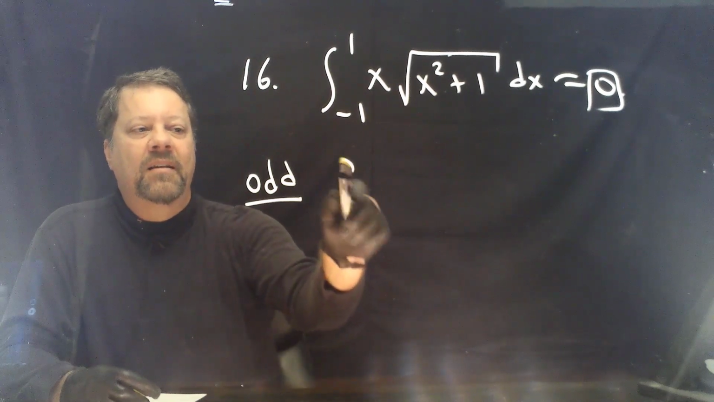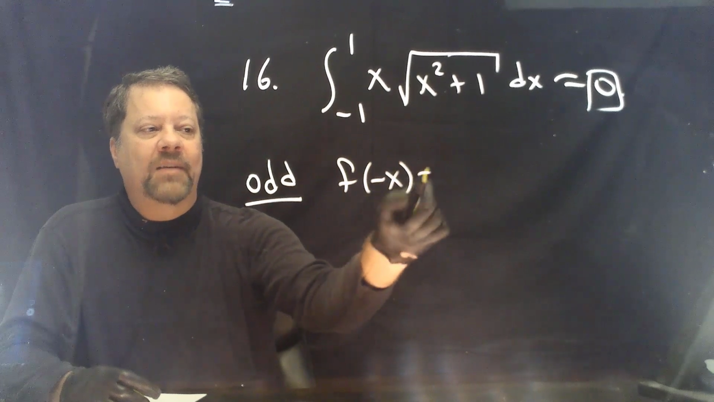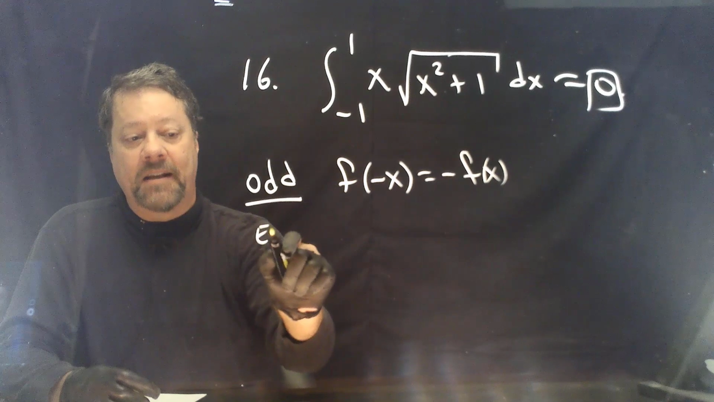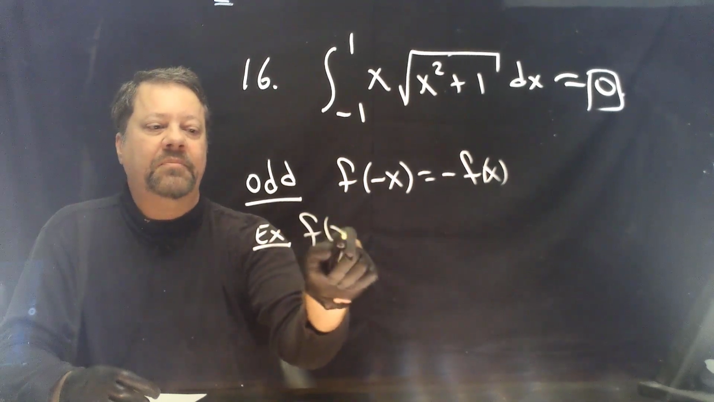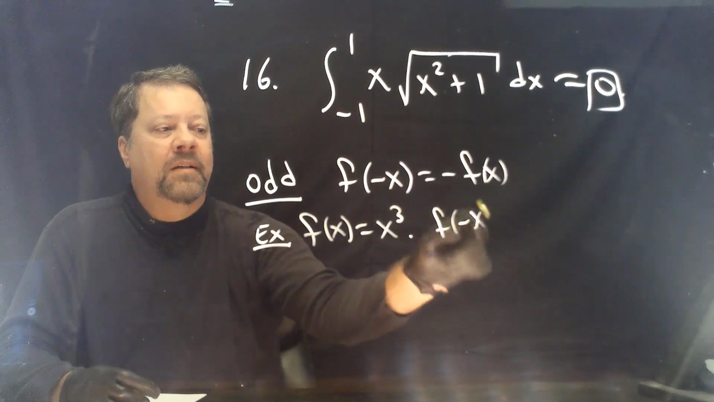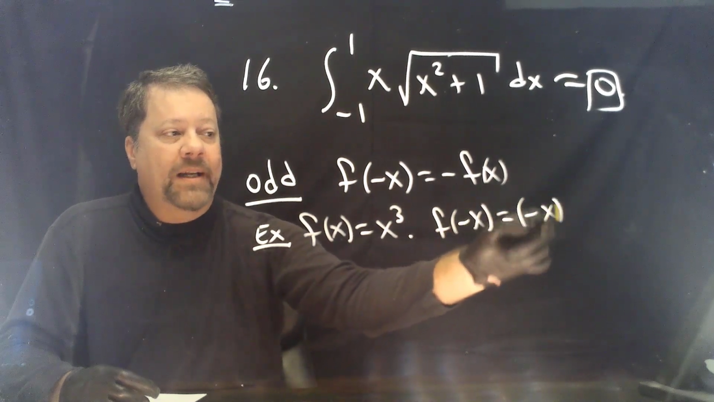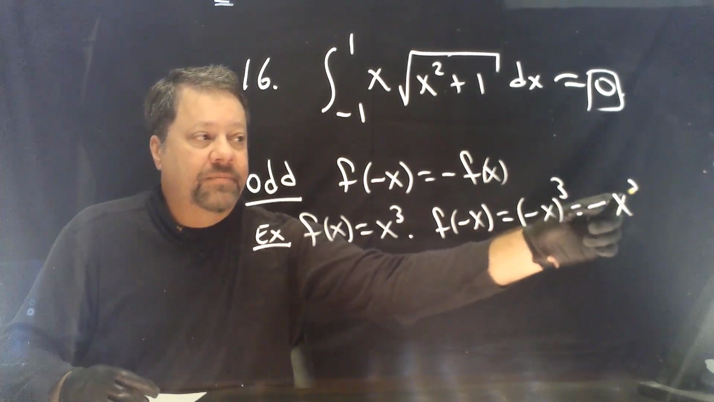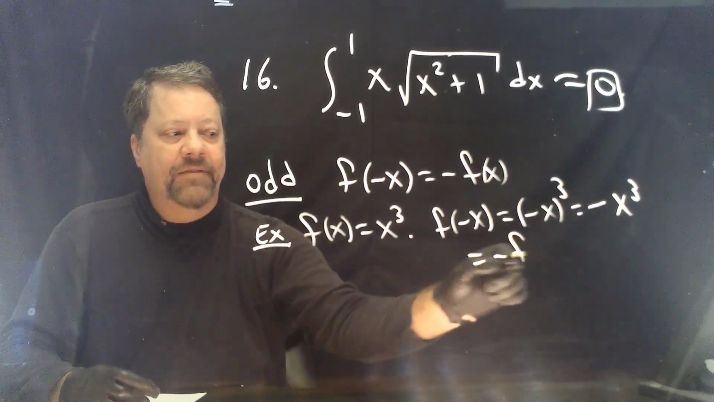No. It means f of negative x equals negative f of x. It's kind of like, as your prototypical example, f of x equals x cubed. F of negative x will be the quantity negative x cubed. 3 negatives is still negative, and so you get the negative of the original function.